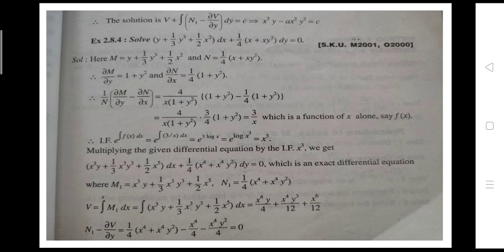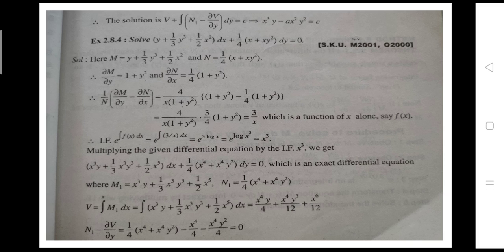Now find the integrating factor, that is e to the power integral of f(x) dx. So that is equal to e to the power integral of 3/x dx. Now the integration of 3/x dx means e to the power 3 log x. So e^(3 log x) is also written as e^(log x³), and e^(log x³) is also written as x³ only. So we have the integrating factor.